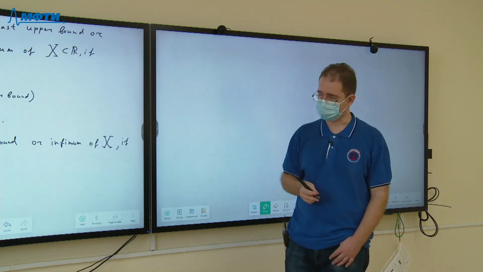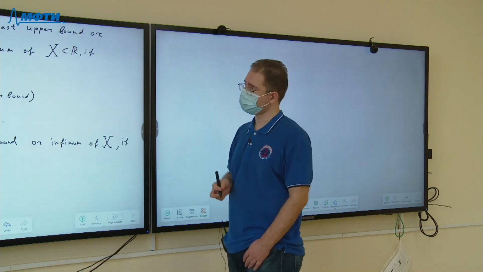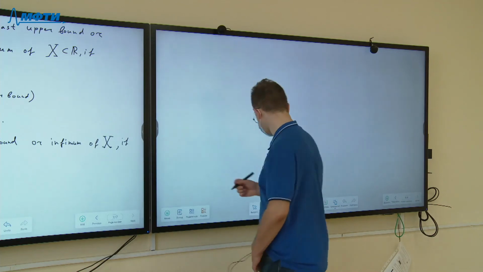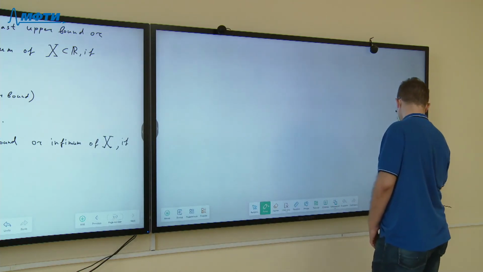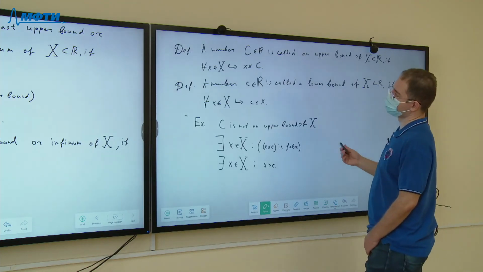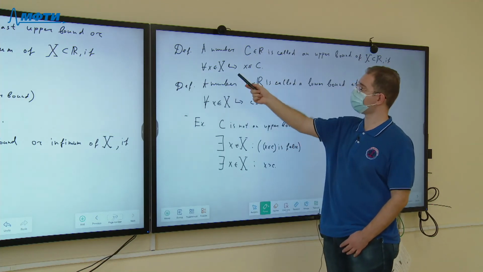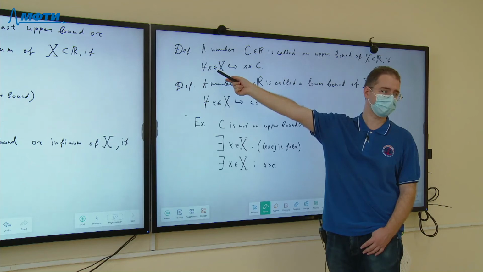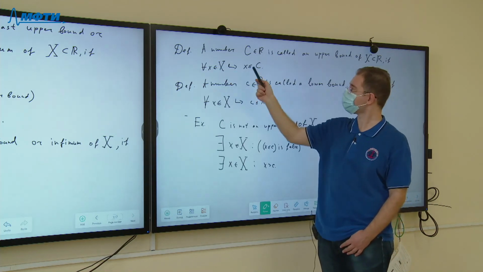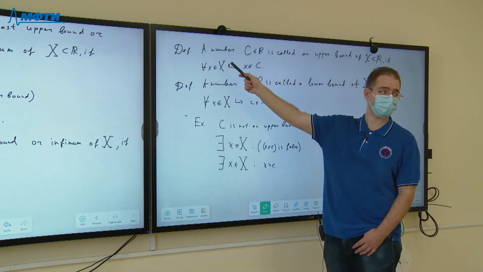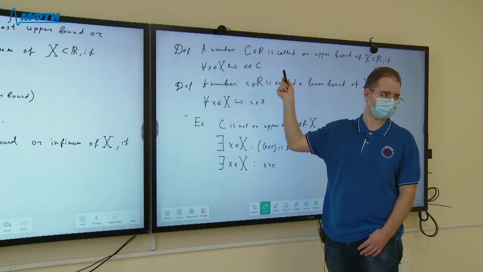So, for example, you can see that plus infinity, let me show you, plus infinity is an upper bound for any set. Can you see? This statement is true for any real number. So plus infinity would be an upper bound for any set.